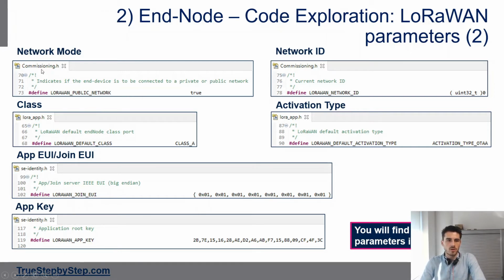Then I just want to show you some of the things that you may be interested in in the code. In commissioning.h, LoRa app.h, se-identity.h, there are many variables you can set. So if you want a public network, the default class A, class B, class C, the network ID, the activation type, OTAA, the join EUI, the app key. You don't really have to know what these things are, but the point is, eventually, when you look for something, these are the .h files you have to skim through if you want to find what you can configure.